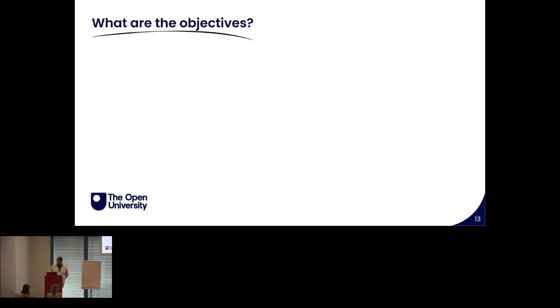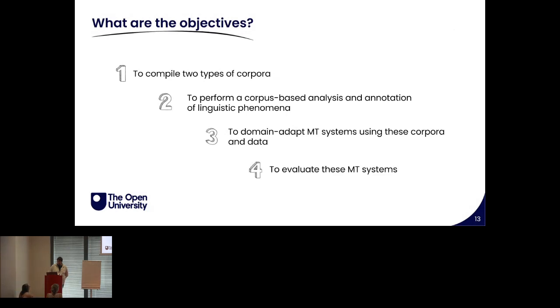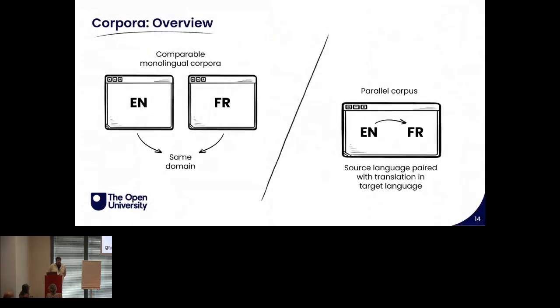So the main objectives would then be to compile two types of corpora, and I'll give you a quick overview of what those are; to perform a corpus-based analysis and annotation of linguistic phenomena; to domain adapt machine translation systems using these corpora and data; and to evaluate these MT systems, which is a very important step. So the two types of corpora that I'll be compiling, that I've already started to compile for this project, I mentioned: comparable monolingual corpora and parallel corpora. I'll start with a parallel corpus.